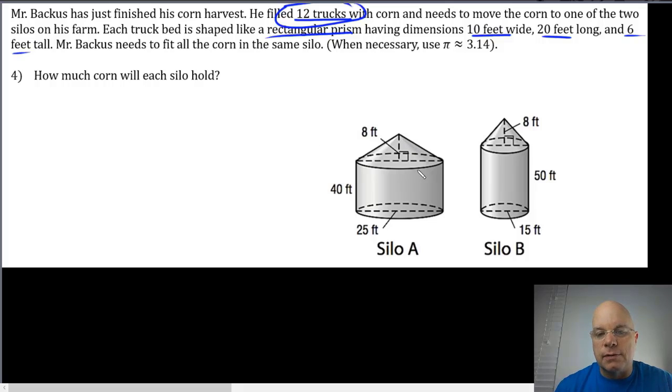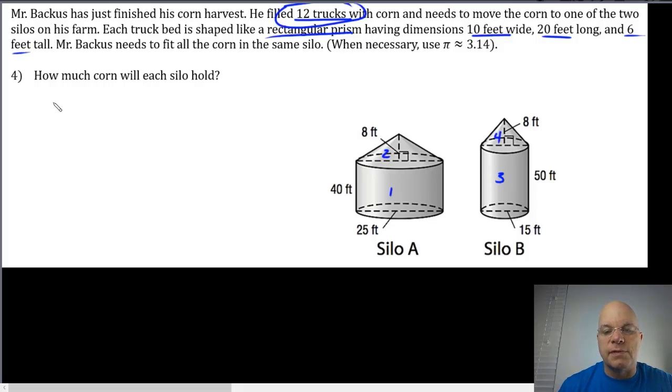The silos themselves, you have to recognize that they're made up of a cylinder and a cone. And the cylinder and the cone have a congruent circular base. So I'm going to break each of these silos up into 2 pieces. I'm going to call this volume 1, call this volume 2, call this volume 3, and call this volume 4.